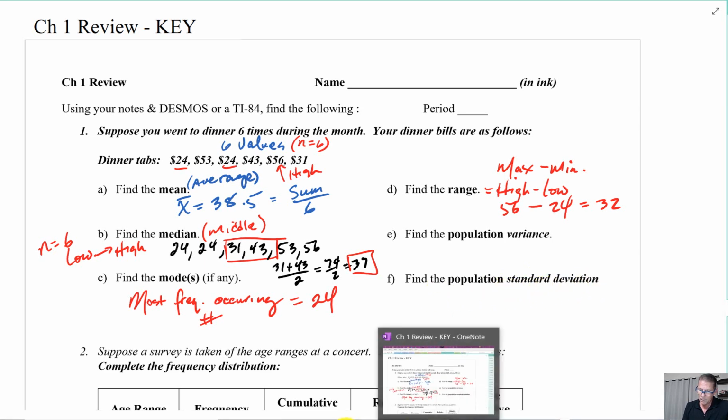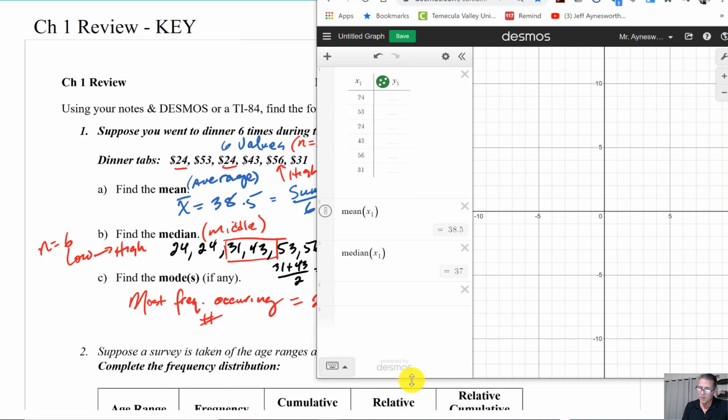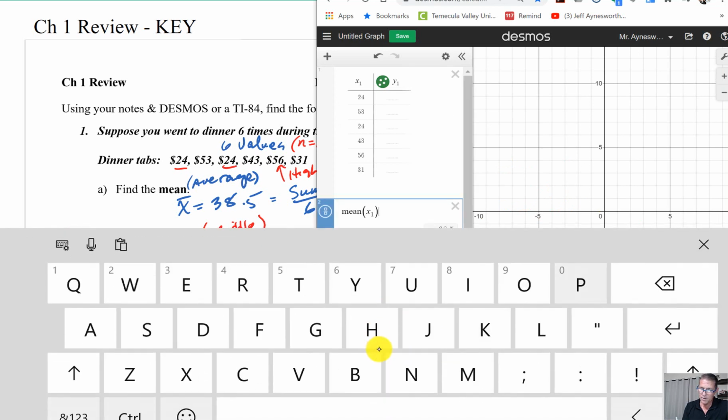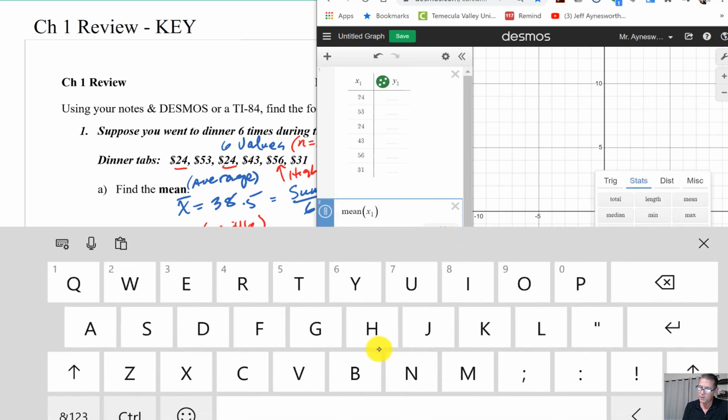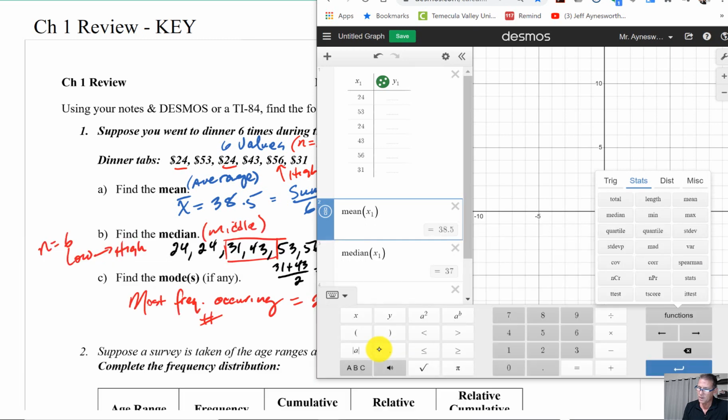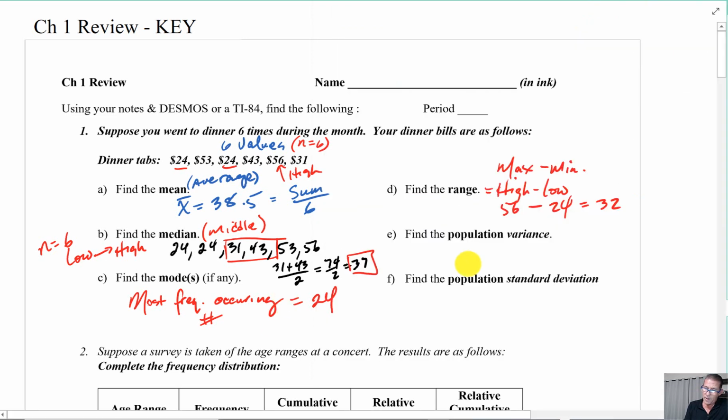Okay. Now when you do this, you're going to go to Desmos and you're going to go to Functions again. So hit Functions and hit Stats. And then there's two deviations, okay? There's the standard deviation ending with a P. That's what you want, population standard deviation. And the other one is a sample standard deviation, okay? So you want this one.